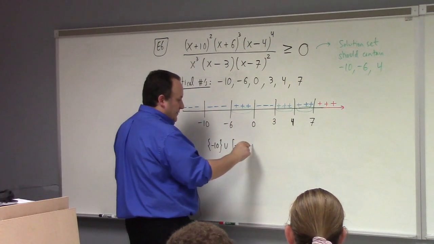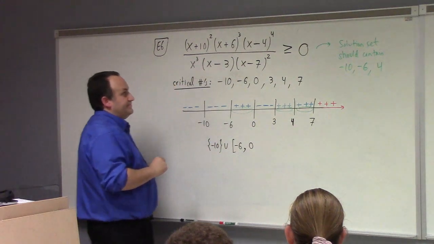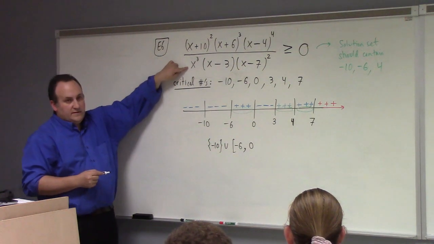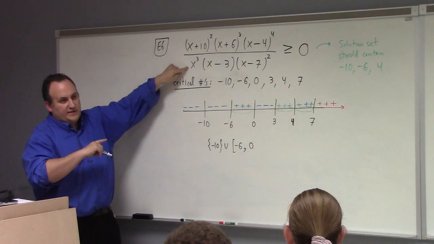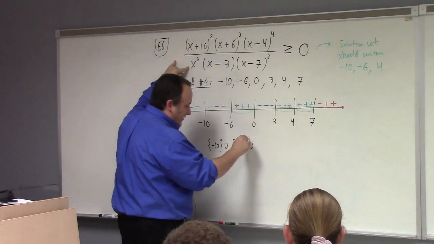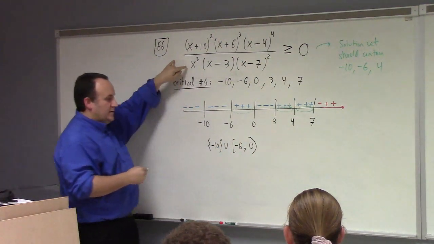To 0. Now, is 0 included or excluded? Why must it be excluded? See where it is? It's coming from this. If I plug in 0 into the expression, I get division by 0. That's not part of the solution set. So we put a parentheses here to indicate that.